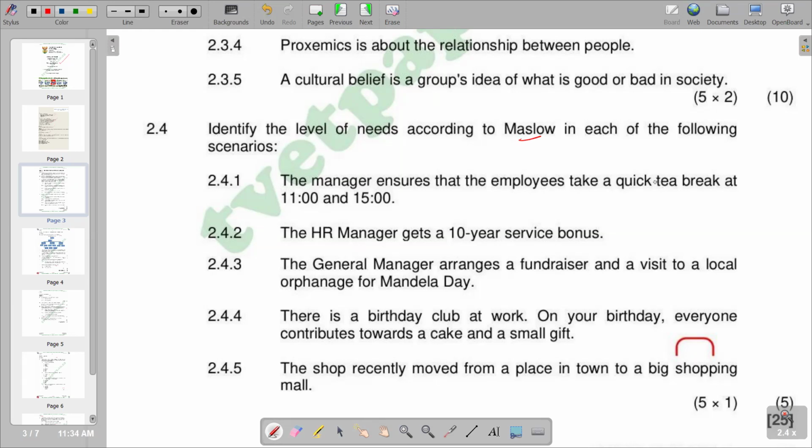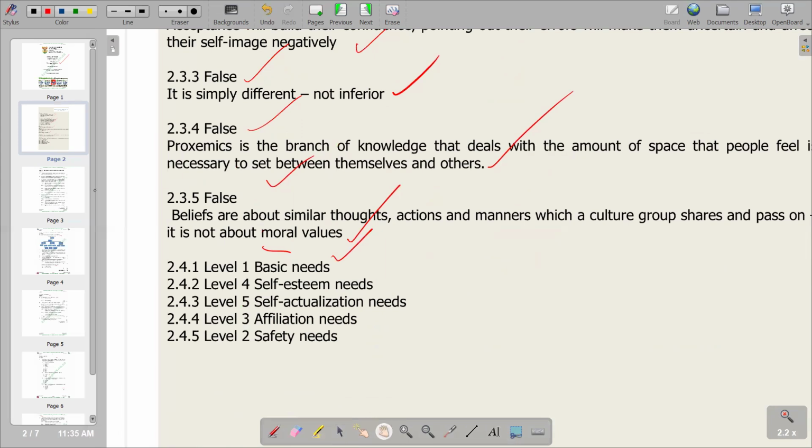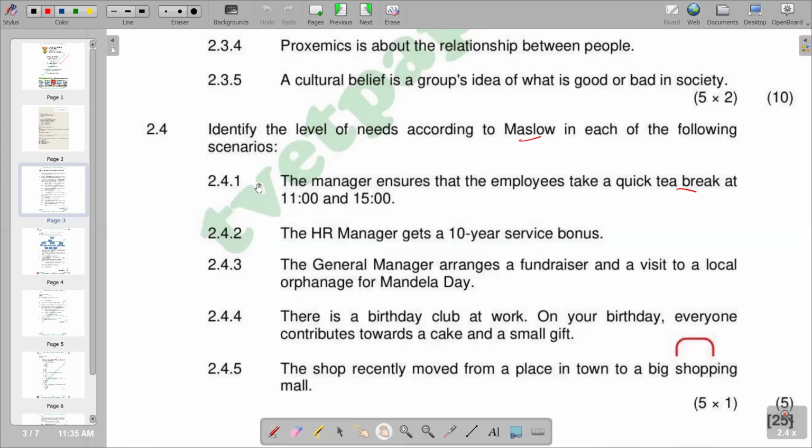So, for the first scenario that we are given, the manager ensures that the employees take a quick tea break from 1100 hours to 1500 hours. So we are seeing that in this quick tea break, this is food they are taking. So obviously this becomes the basic need that we have. So we see that this explains the physiological needs, or we can call them basic needs. So 2.4.1, we are saying basic needs, which is level one, in relation to our 2.4.1.